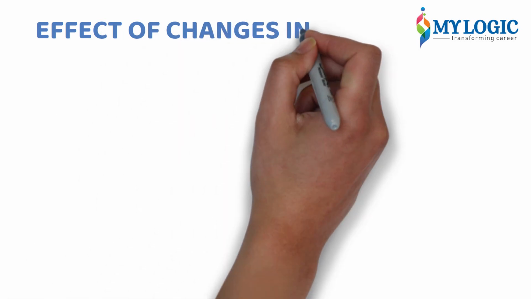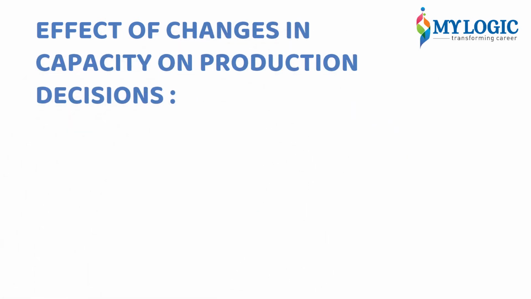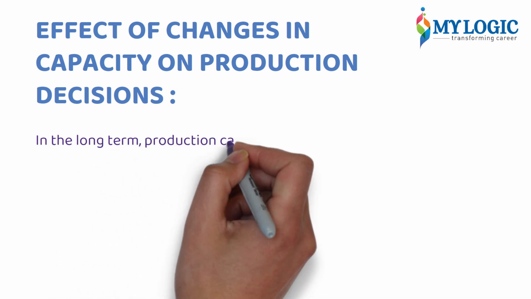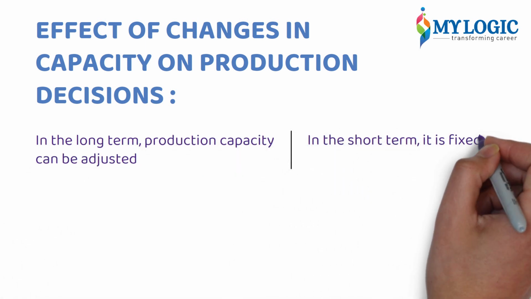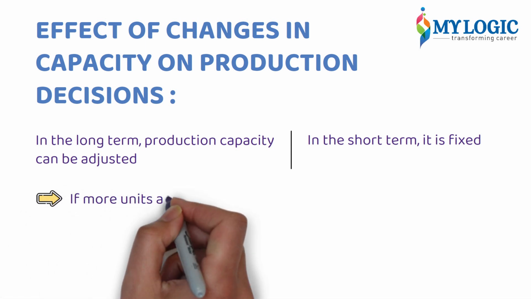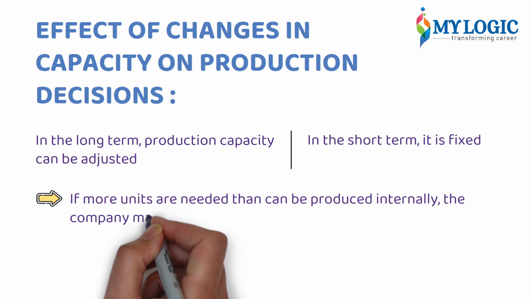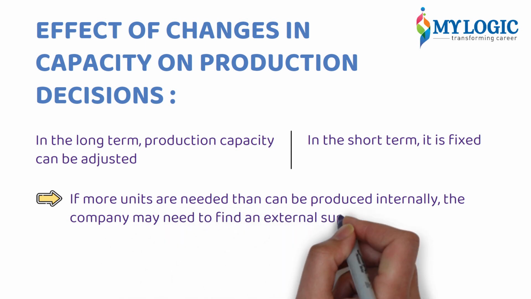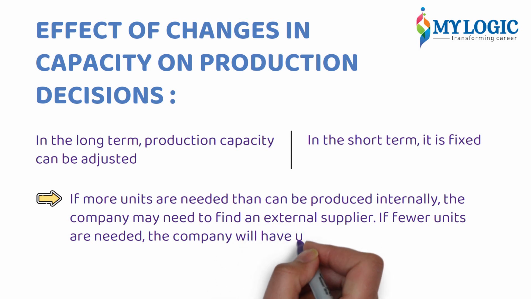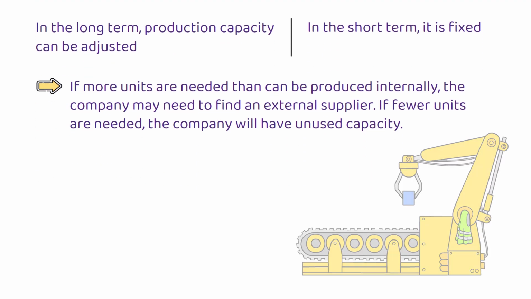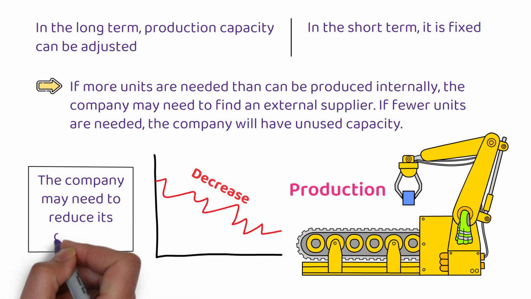Effect of changes in capacity on production decisions. In the long term, production capacity can be adjusted, but in the short term, it is fixed. If more units are needed than can be produced internally, the company may need to find an external supplier. If fewer units are needed, the company will have unused capacity. If production continues to decrease, the company may need to reduce its capacity.